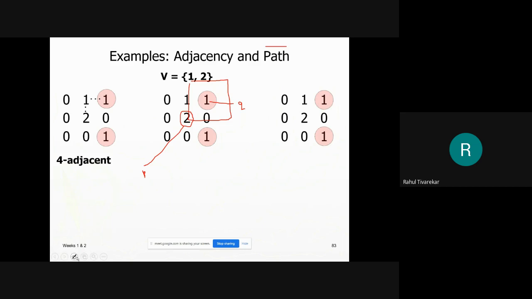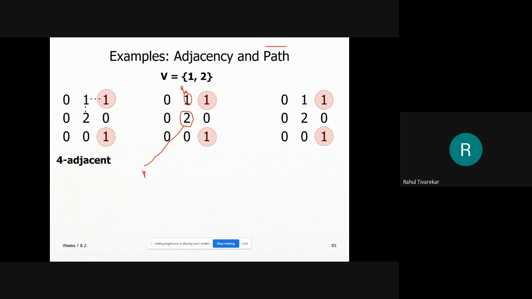Now this is a question for you. You tell me whether these samples are 8 adjacent or not. This is a P and this is a Q. Whether this P and Q are 8 adjacent, type yes or no in the chat box. I think everyone should reply.